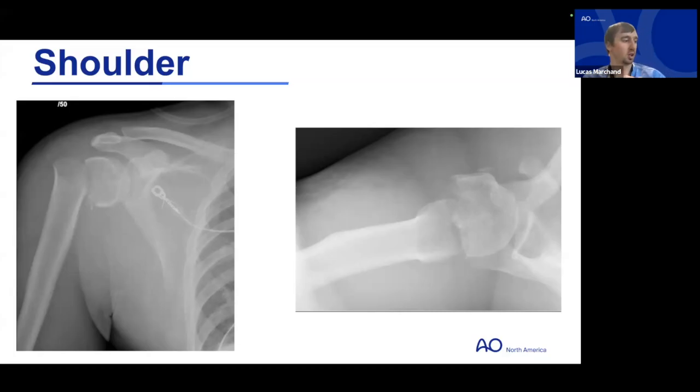What would you say, Dr. Stephenson? An AP and an axillary view of the right shoulder demonstrates a short oblique metaphyseal fracture of the proximal humerus with what looks to be lateral translation and potentially some rotation, but the glenohumeral joint appears concentric and well reduced.